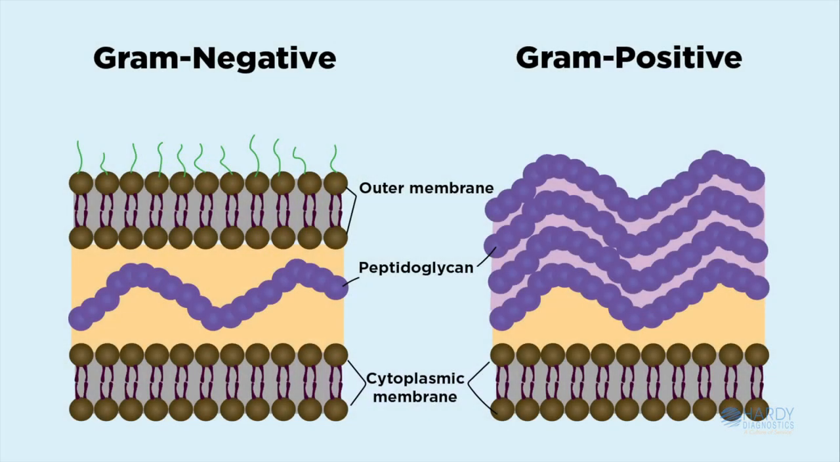When decolorizer is added to the smear, lipids are extracted from the cell wall of Gram-negative bacteria. Lipid extraction causes an increase in cell wall permeability, and the cell becomes leaky, resulting in the loss of the purple dye mordant complex from the thin peptidoglycan layer. In contrast, the effect of decolorizer on Gram-positive bacteria is dehydration. This decreases the cell wall permeability, causing Gram-positive cells to retain the crystal violet Gram's iodine complex.